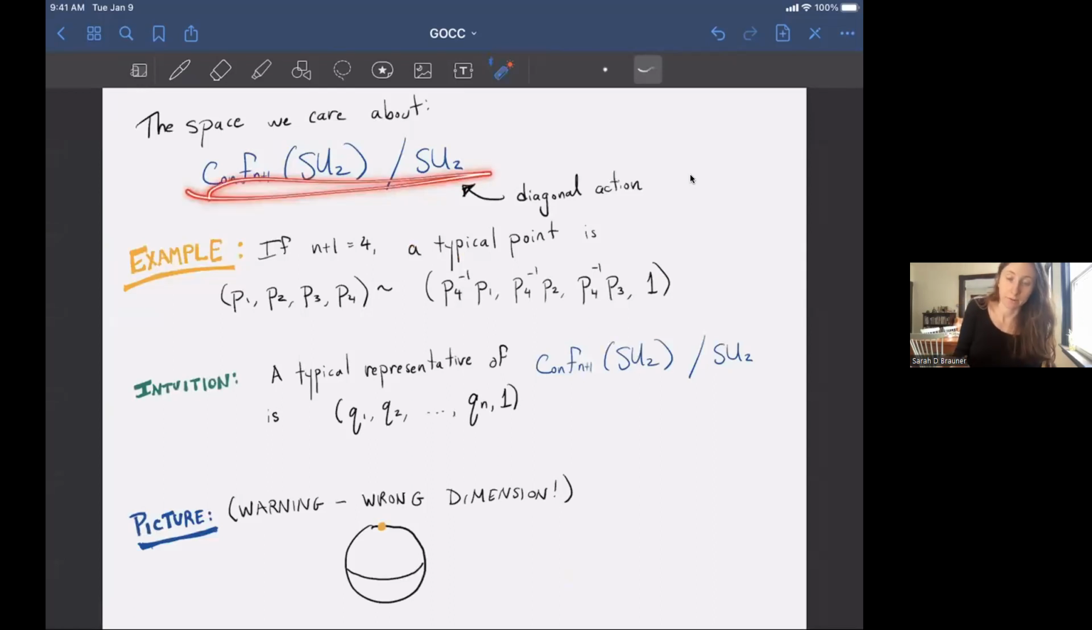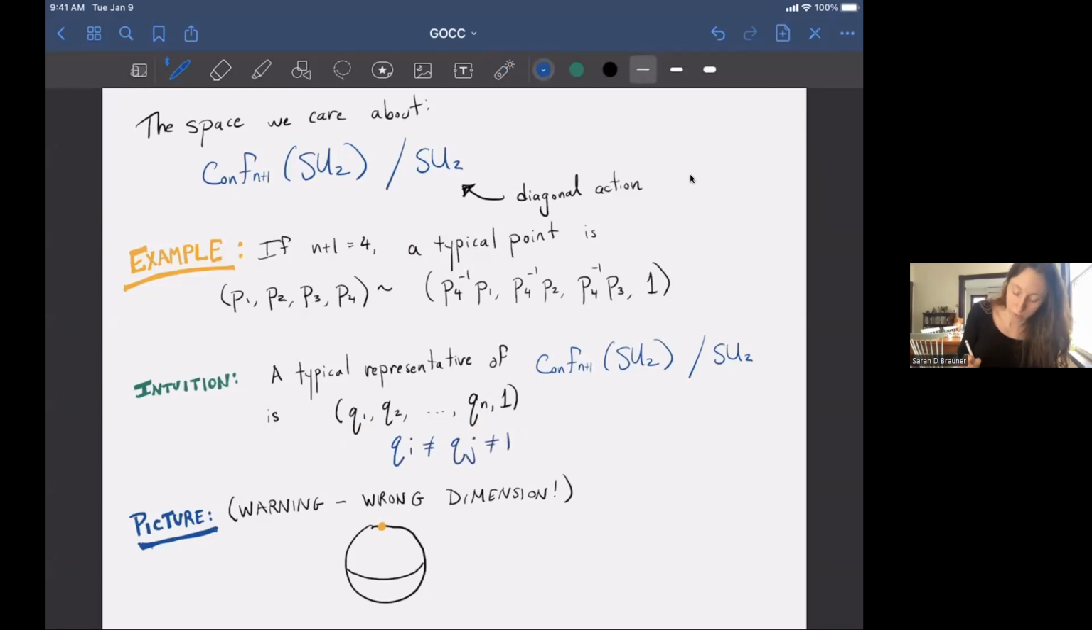Okay, so this can look very unintuitive, but I think it helps if we think about what is a typical point in the space. So let's say n+1 is 4. So here's a typical point in my space. It's just a set of 4 points. But because I've modded out by this diagonal action, I can multiply through by P4 inverse and get an equivalent point, right? And so here's an equivalent point. And you can see that my last coordinate is fixed at 1. And the idea is that I can do this in general. So a typical representative of this quotient configuration space is the set of points Q1 through Qn, where here I'm requiring that Qi is not equal to Qj is not equal to 1. And then 1 as my last coordinate.